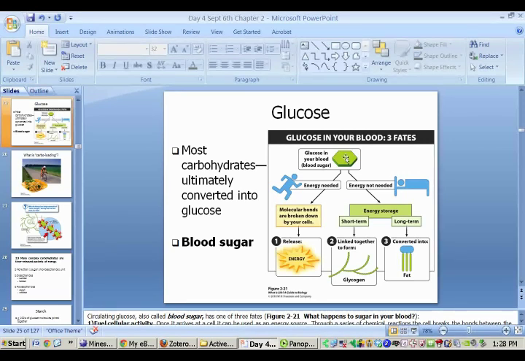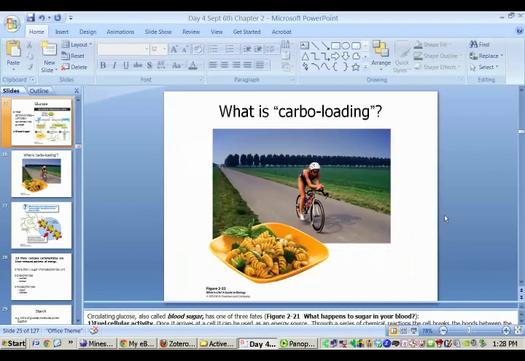When you have glucose in your blood, three things can happen. If your body needs that energy, the molecules are broken down by your cells and release the energy, and you can run and jump and do all the exciting things you need to do. However, if that energy is not needed, like if you start eating right before you go to bed, the energy will either be stored in your liver as glycogen, or in the long term it can be converted into fat cells.